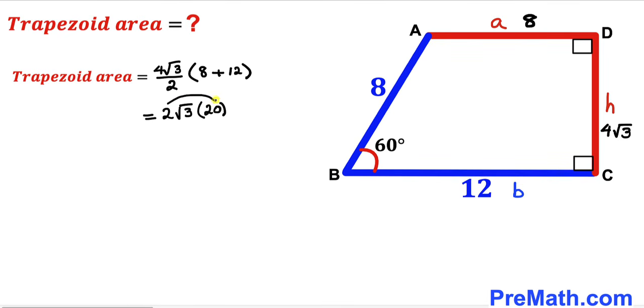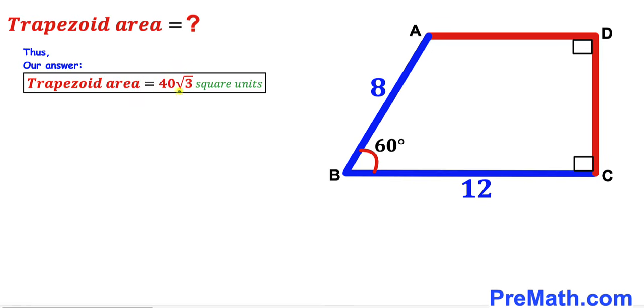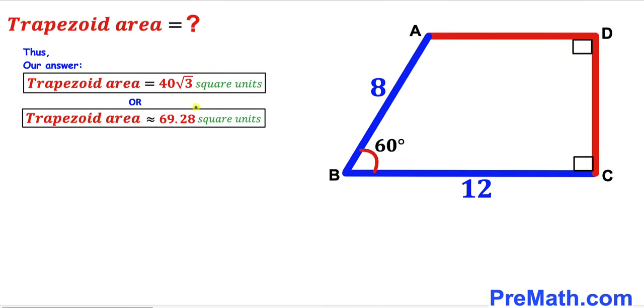Now we are going to multiply them out. That gives us 40 times the square root of 3 square units, the area of this trapezoid ABCD. So after all the calculations and manipulations, the area of this trapezoid ABCD turns out to be 40 times the square root of 3 square units. That's approximately equal to 69.28 square units as well. So the area of this trapezoid ABCD turns out to be 40 times the square root of 3 square units, and that's our final answer.